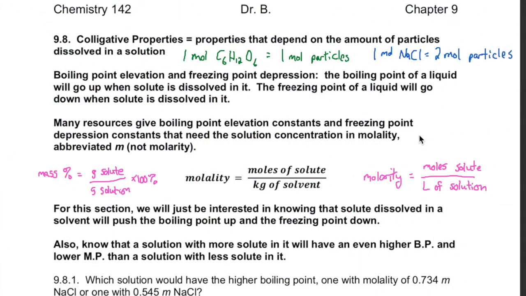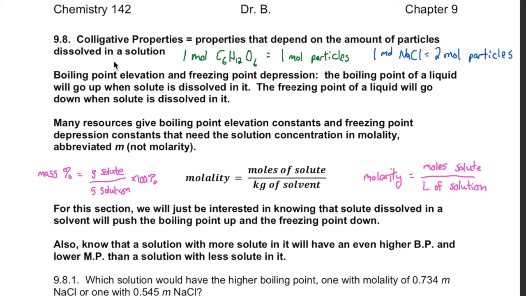Okay, let's end this chapter or this module talking about some colligative properties. If for nothing else, to give you a little something else to think about besides calculations, because it's been a pretty calculation-heavy chapter here. Colligative properties are interesting properties that solutions have that change depending on the amount of particles dissolved in a solution.